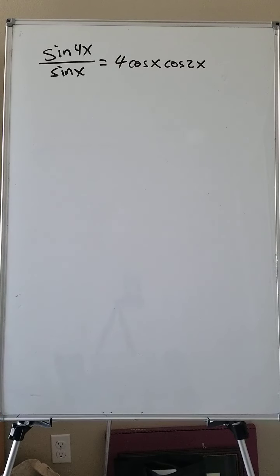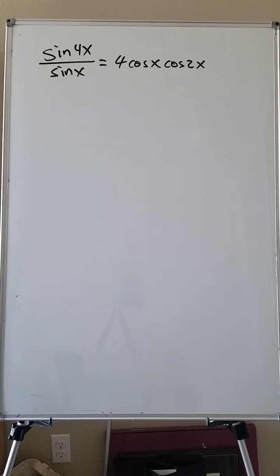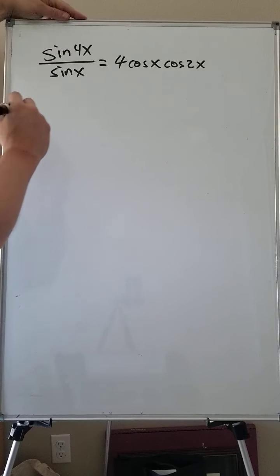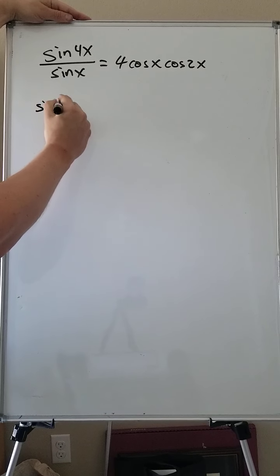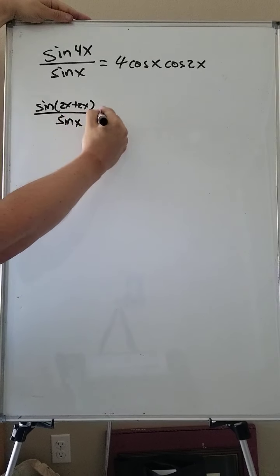Now again, I can either apply the sum or difference formula here and say, well, sine of 4x is really sine of 2x plus 2x. Or I can apply the double angle formula there. It doesn't really matter. I think I'm going to do the sum formula there just because it's a little bit more explicit. It'll make a little bit more sense as to what we're doing. So again, remember the sine of 4x, I could always rewrite that as the sine of 2x plus 2x, over the sine of x.